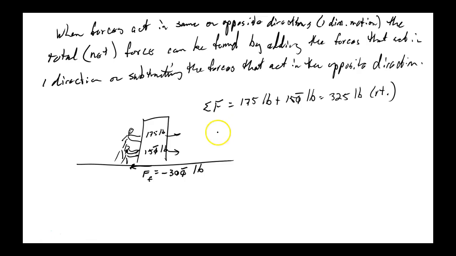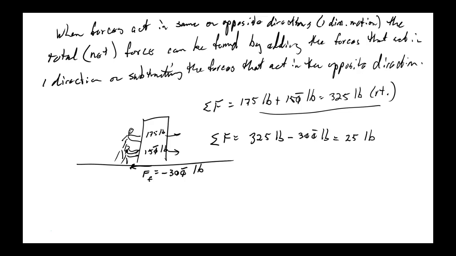So what's your summation now? Your total force, your net force now, would be this force to the right, 325 pounds. But now your opposing force, or your frictional force, is minus 300 pounds, which gives you a net force of 25 pounds. Now, you might say, hey, wait a minute, don't I need 3 significant digits?